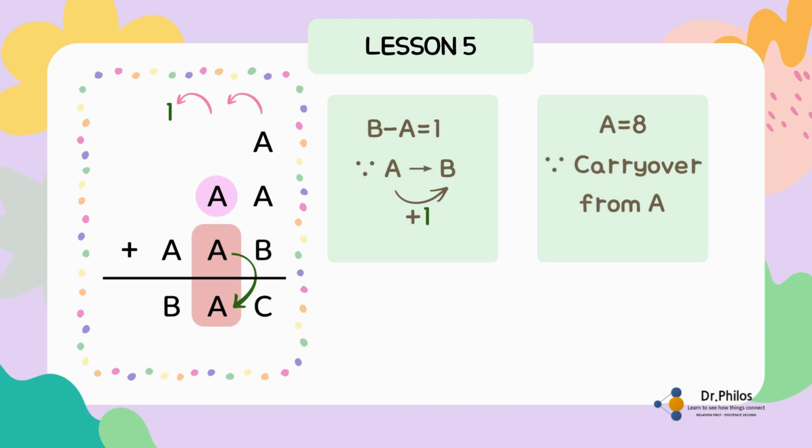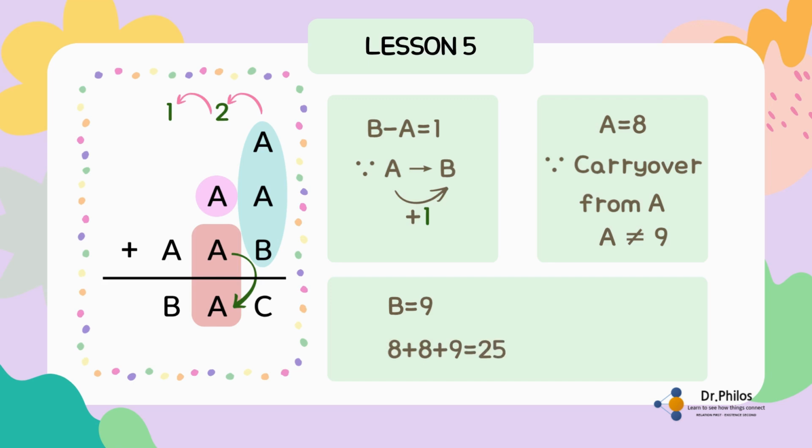Since A is less than B, A cannot be 9. Because we are adding 3 numbers in the ones place, the biggest carryover we can get is 2. So, A must be 8, and the carryover from the ones place must be 2. Since 8 plus 9 equals 25, the carryover is 2. And C is 5. Excellent job!